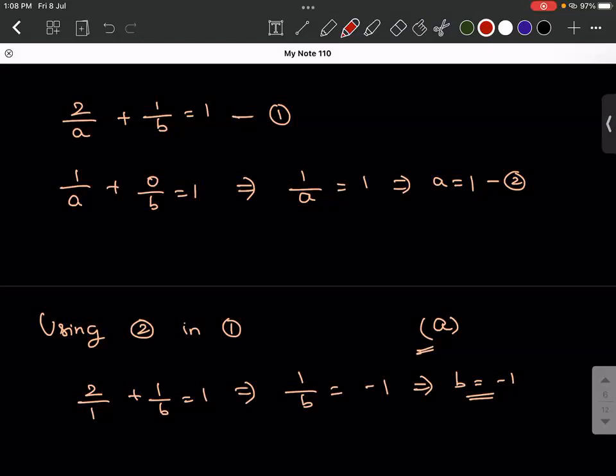The graph y is equal to minus 9 is a line at a distance of 9 units above the origin or below the origin? Minus, so below the origin. So answer would be B.